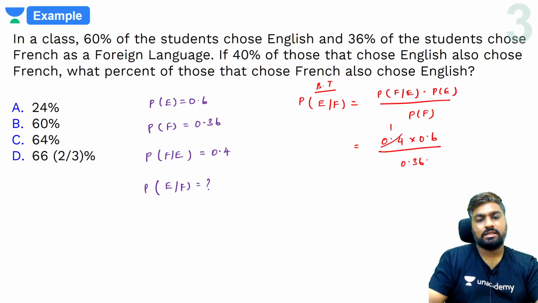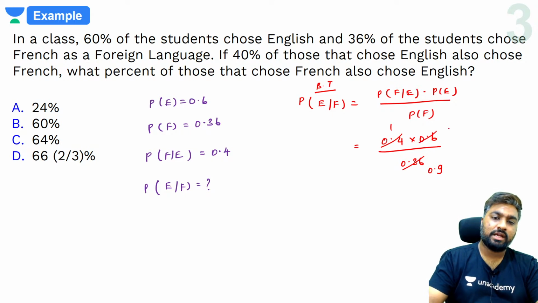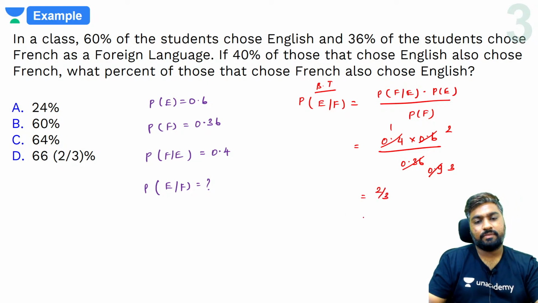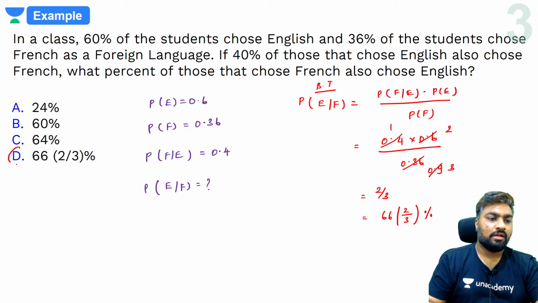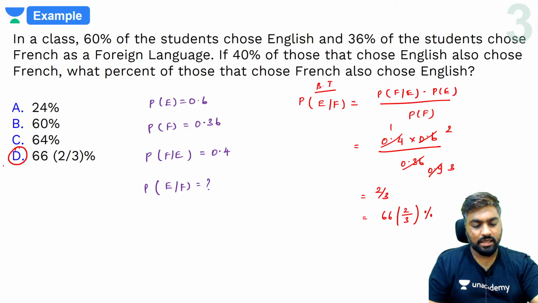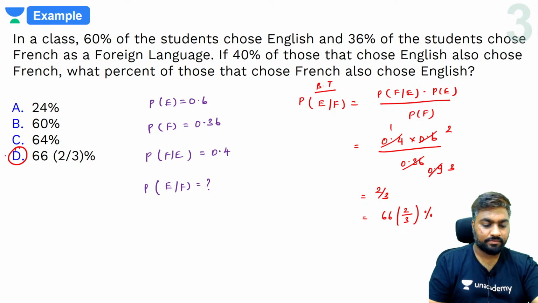This is once, this is 9 times, या फिर ठीक है ऐसे directly भी कर सकते हो, whatever, 0.9 times 0.9 by 0.6 by 0.9 is 2 by 3. So the probability is 2 by 3, which in terms of percentage is how much? 66.66 or 66 2 by 3%. Done. So whoever said option D, that's the right answer.